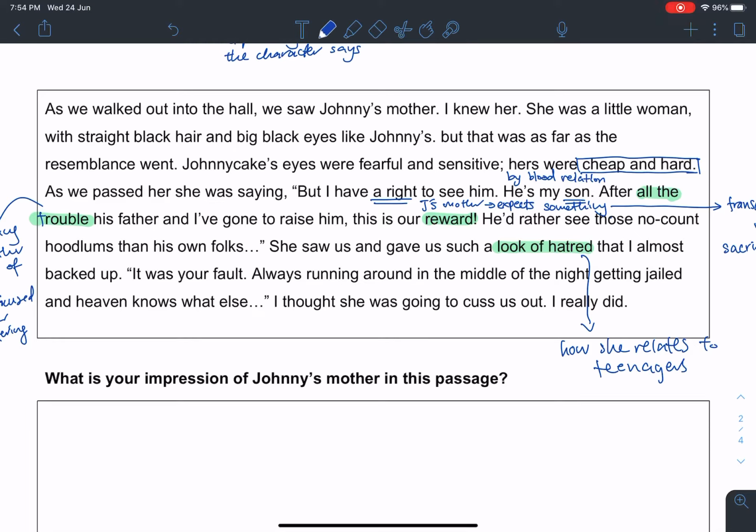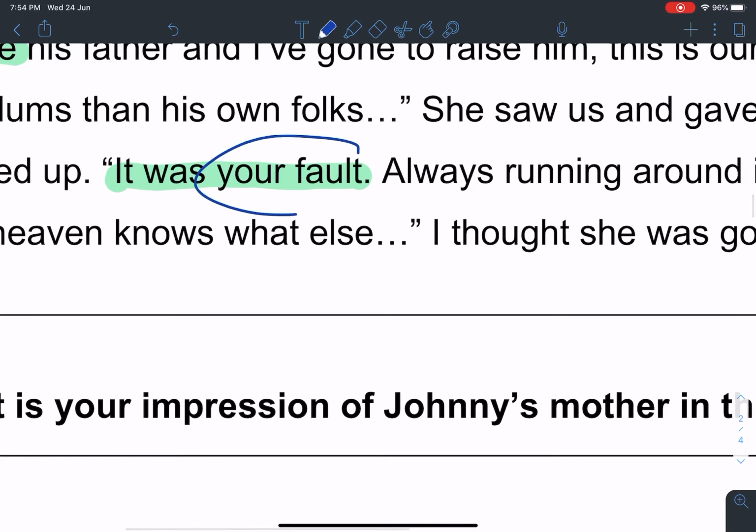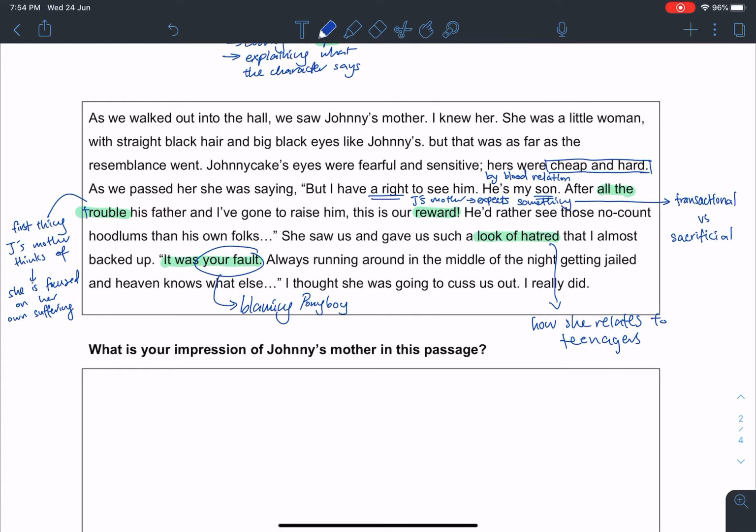She says, "It was your fault." Oh, whose fault is this now? That's a question, right? Whose fault is it? What is she doing? She is blaming Ponyboy. The question is, when you are blaming somebody, what should you look at first? You should look at yourself, right? So again, if she is blaming Ponyboy, the question is, what does it show about her?